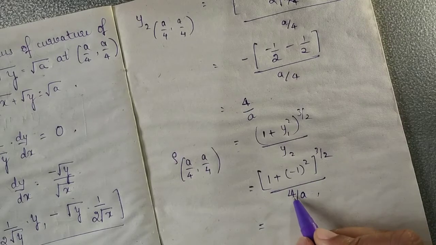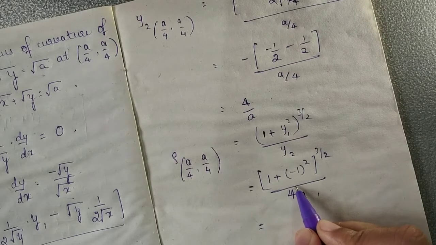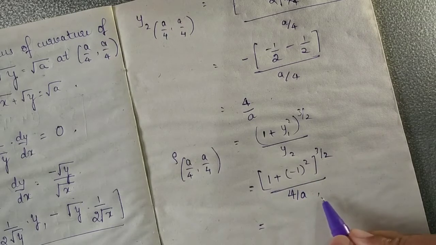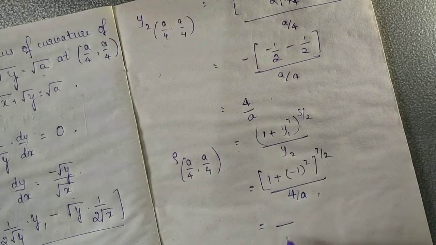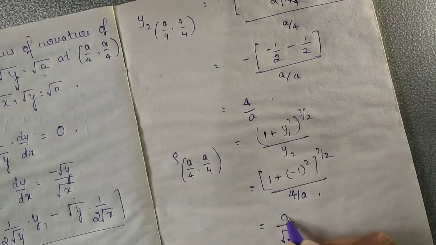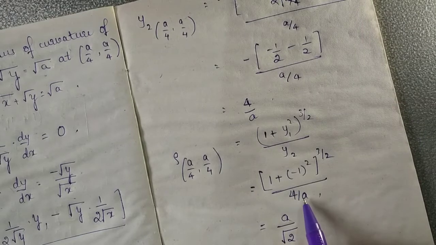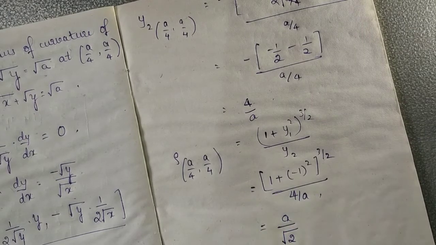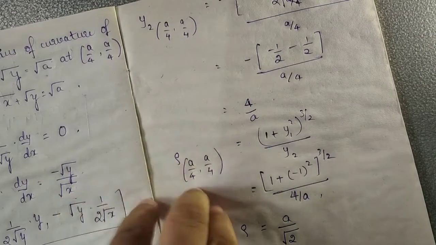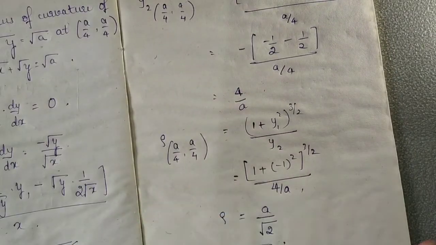divided by here 2 square. So 2 raised to 3 by 2 by 2 raised to 2. We are left with in the denominator root 2 or 2 raised to 1 by 2. So this a will go to the numerator. So a by root 2. The value of rho is this much. Thus we can find the radius of curvature for the given curve.